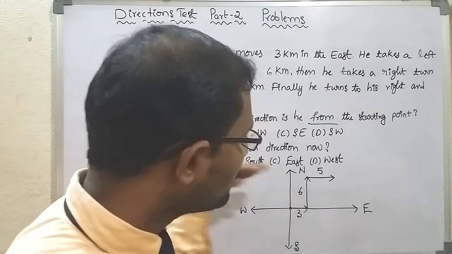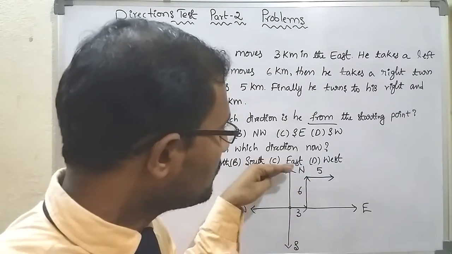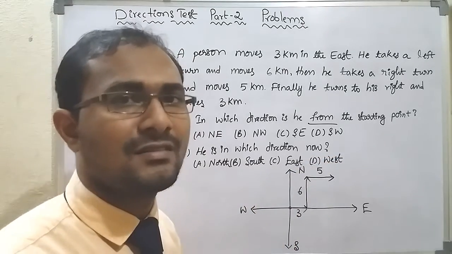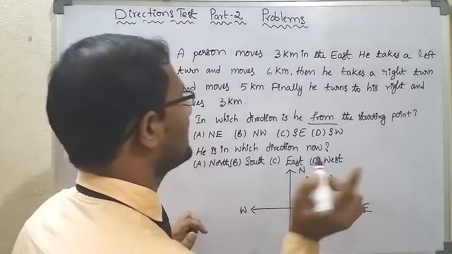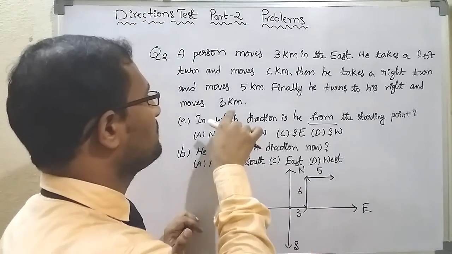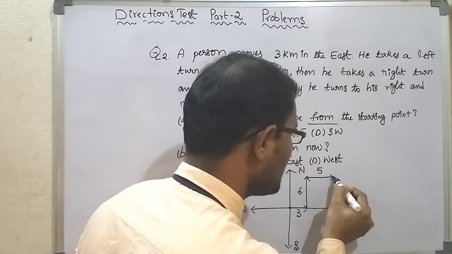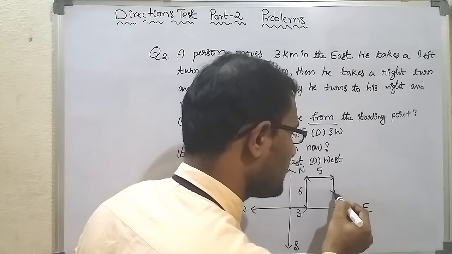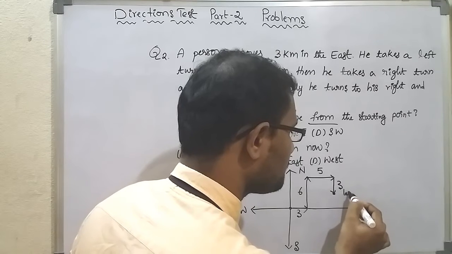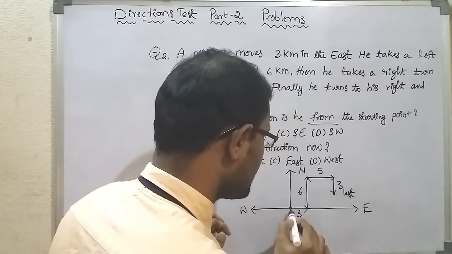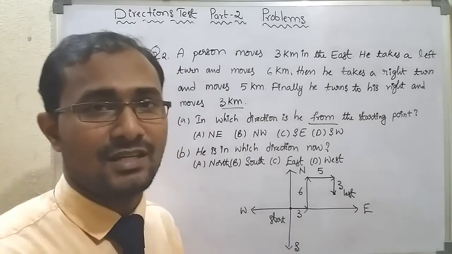Now, as the person is moving in the east direction, for that person, what is the turn? Right turn. For a person who is moving in the east direction, what is the right turn, guys? Right turn is nothing but towards south direction. We will take right turn towards south direction. And what is the distance we have to cover now? 3 kilometers. So 3 kilometers I have to cover in the south direction. So this is the last point, and this is the starting point. This middle point is the starting point.